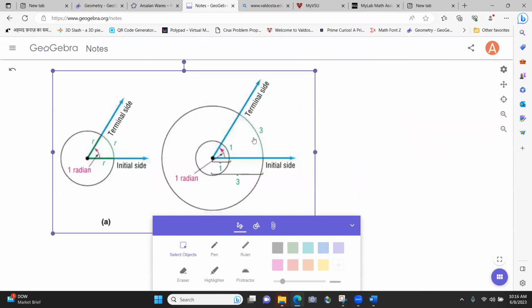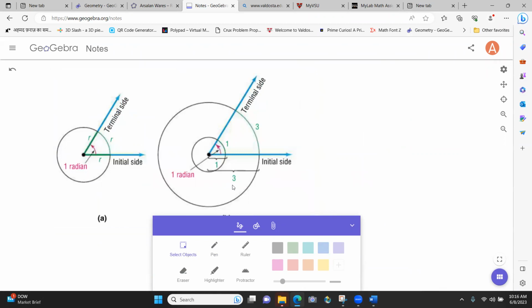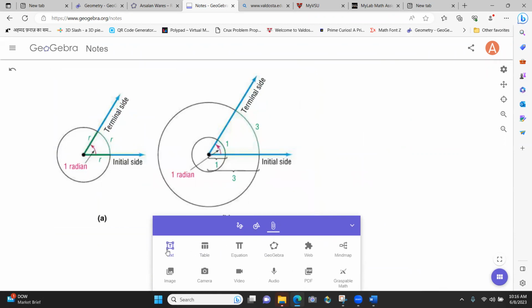All right, guys. We measure angles using two units. One is radian, one is called degree, and you guys know what a degree is. Okay, we talked about it, and I know you guys know it. Radian is something else. We're going to measure angles in two ways.